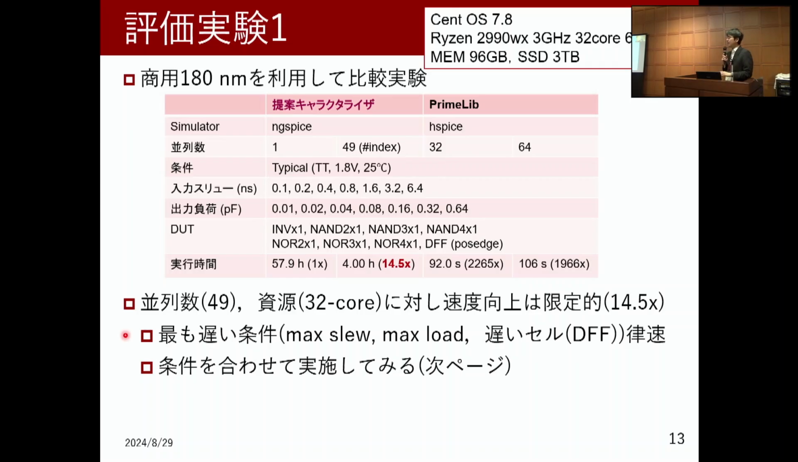And here is the one result. In this case, we use 180 nanometer library for characterization, and red one is Libretto, this is our implementation. If we use just one thread, then it needs 60 hours, so 3 days we need. But if we enable this multi-thread, then it needs just 4 hours, so 14.5x speed up.